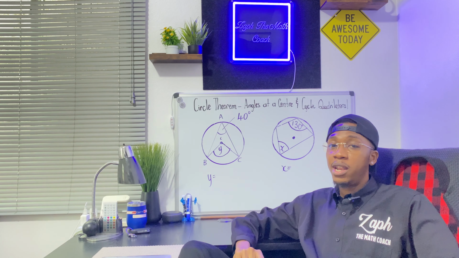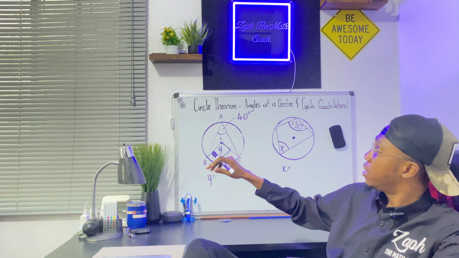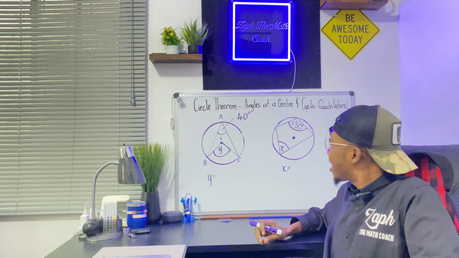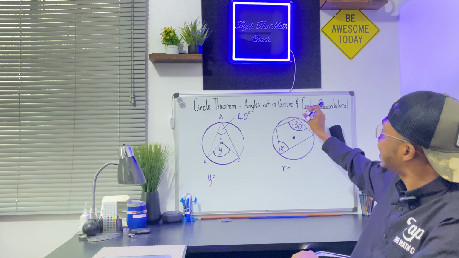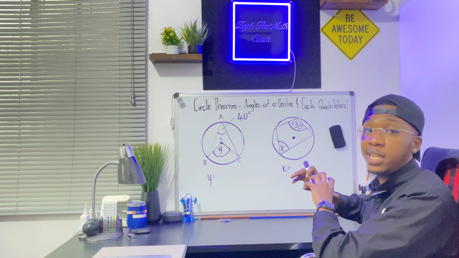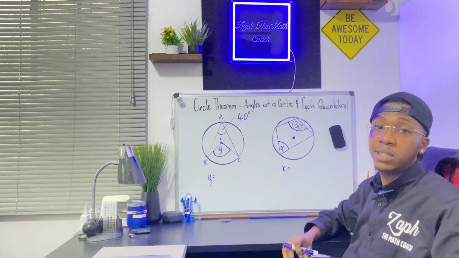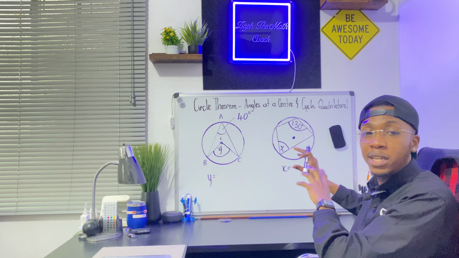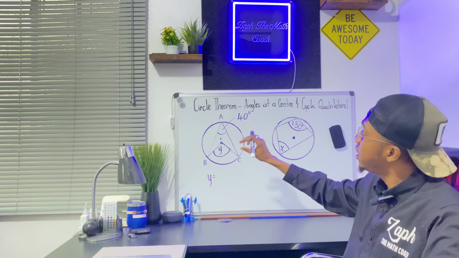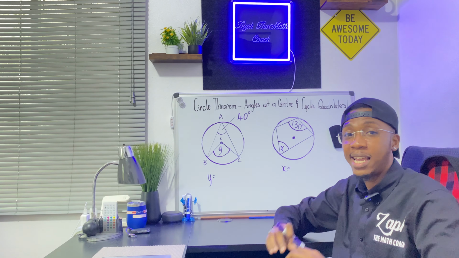Now, the topic we're definitely going to be looking at is circle theorem in regards to angles at a center and also cyclic quadrilaterals. Both of these topics that you're seeing here fall under circle theorem. They're pretty straightforward, quite simple, and I'll explain the first one, angles at a center.